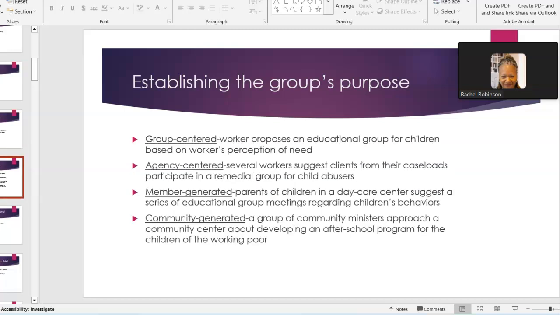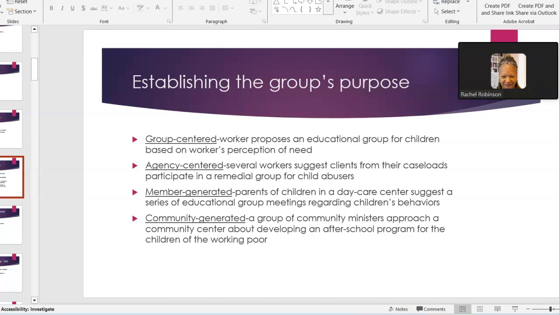You could have a purpose that is generated from a group-centered perspective. So the example is used that the worker might want to see an educational group for children because of their caseload, etc. It could be agency-centered. So more than one worker gets together and talks about their caseloads and how they might come together, we talked about remedial groups and what that looks like. So Nancy might want to have a group that combines more than one caseload.